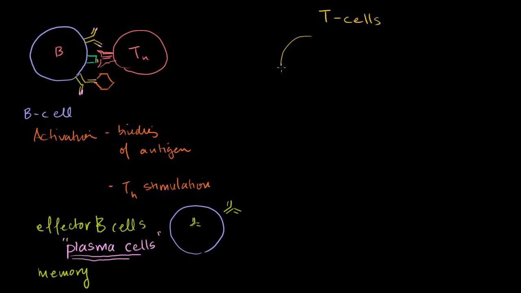So there are two types of T cells, just like that. All T cells have T cell receptors. Let me draw the T cell receptors. T cell receptors just like that.